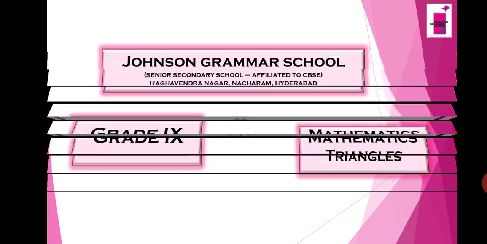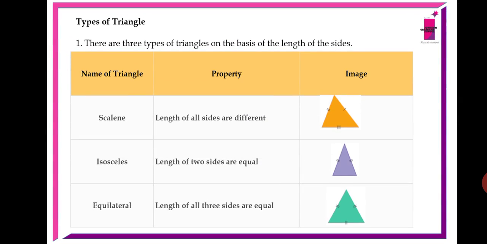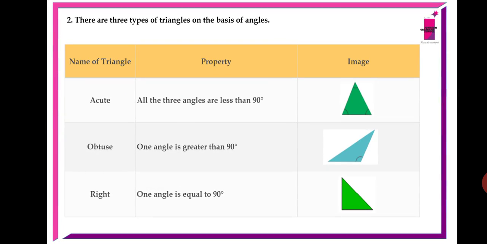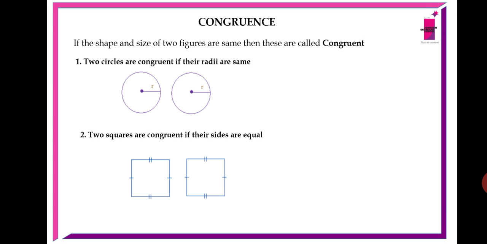In the previous class, we discussed triangles and the types of triangles with their sides and the types of triangles with their angles. Now we are going to discuss what congruency is, the congruency of triangles, and the different types of congruency in triangles.